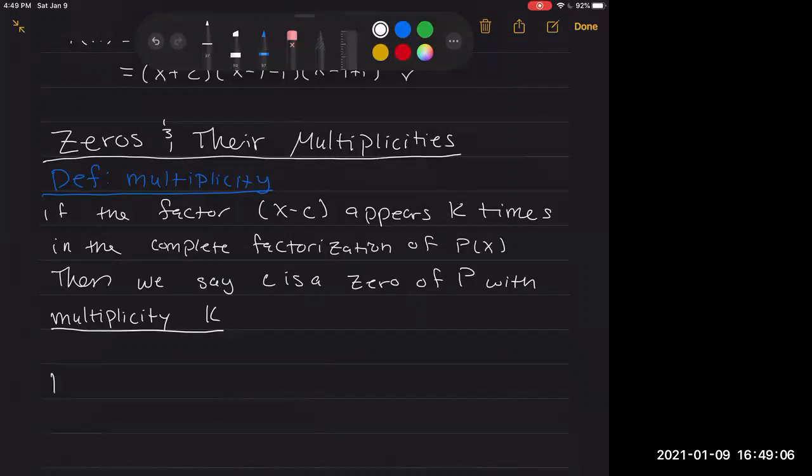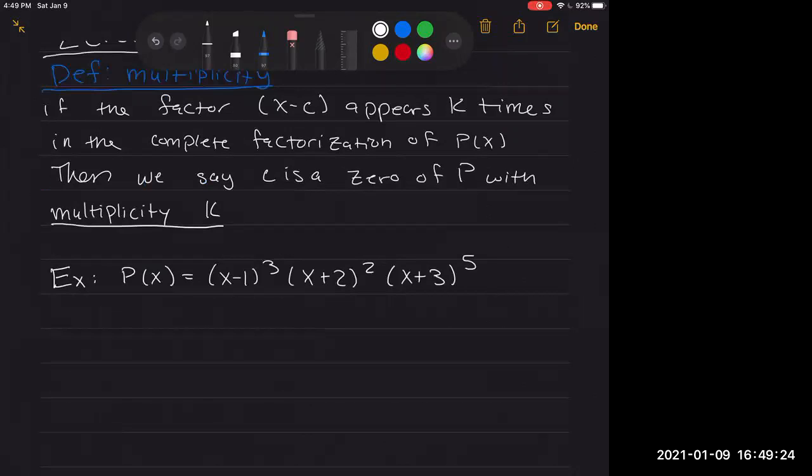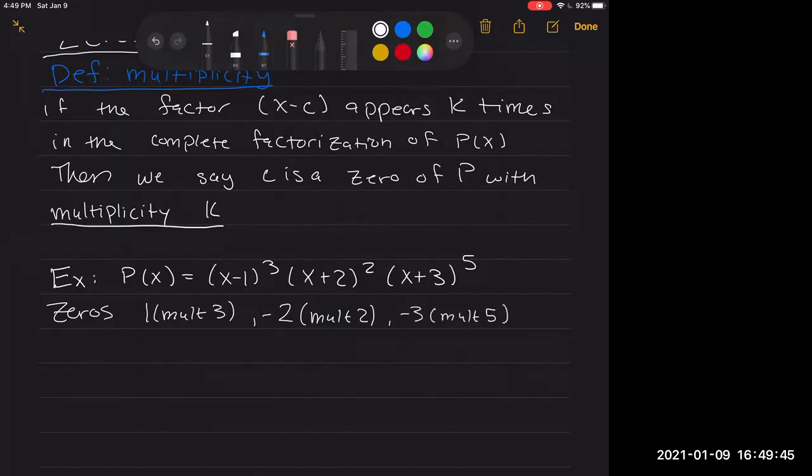So for example, for p of x equaling x minus 1 cubed, x plus 2 squared, and x plus 3 to the 5th. So that's a completely factored polynomial. It has zeros 1, mult 3, and I'll usually write multiplicity just as mult because it's a lot faster and easier for everyone. And then it has -2, mult 2, and -3, mult 5. So yeah, I'm totally fine on the homework if you guys just want to write it as mult.